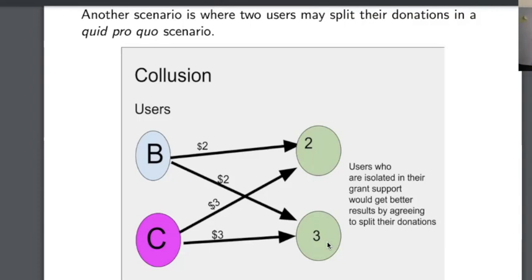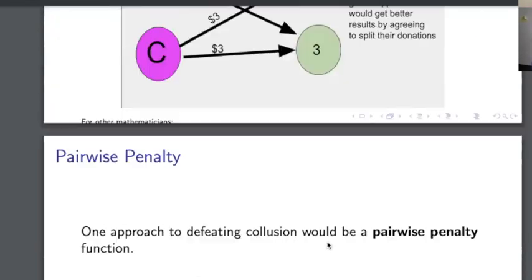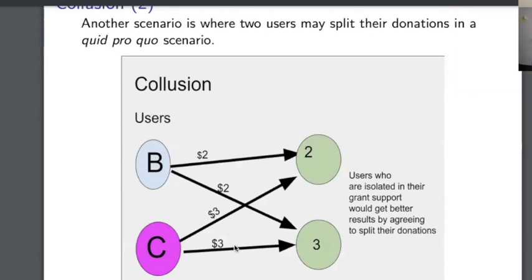Because again, quadratic funding is designed to make it so that more popular projects get a larger portion of the matching pool. An approach to defeating collusion is that you can make what's called a pairwise penalty function. And here you're going to look for users who made all of their contributions to the same sort of family. And if you realize, wait a minute, B only gave to the same grants as C, you say, I'm going to discount both B and C's contributions when I do the calculation.